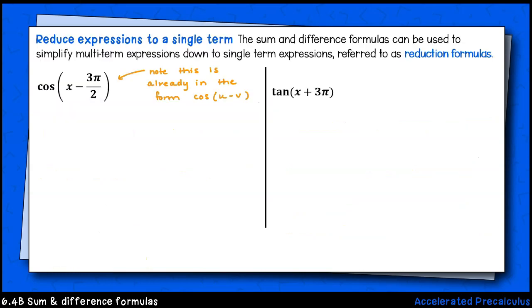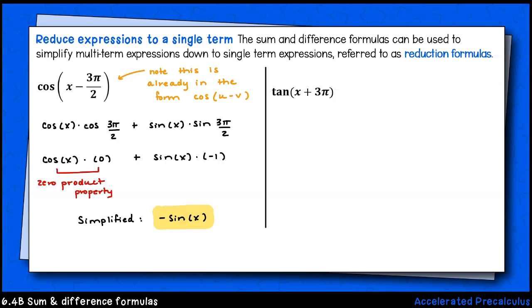On the left here, we're going to simplify this expression down to a single term. Note that the cosine expression is already in the form cosine of u minus v, so we'll just expand it out using the cosine difference formula. As we did before, we'll substitute any known exact values and use the zero product property to simplify. This time we'll have just the single term expression negative sine of x.